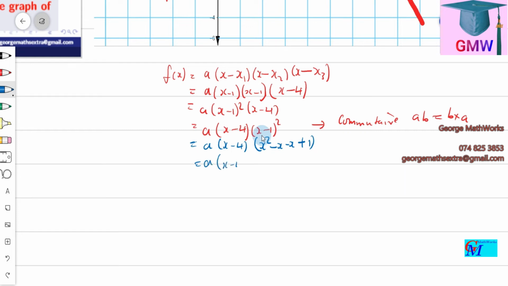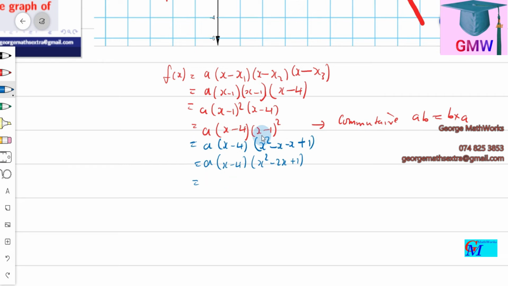Then here I have a. This is x minus 4. It will be multiplied to, I'm now simplifying inside, minus 2x, then plus 1. So I am going to multiply everything inside by x here. So that's x squared, x cubed. Okay, we can actually simplify this at this point.